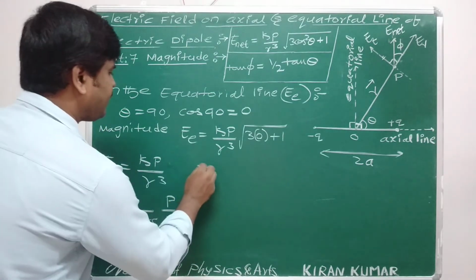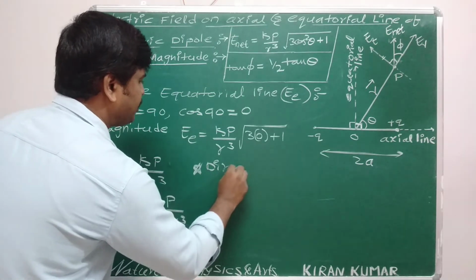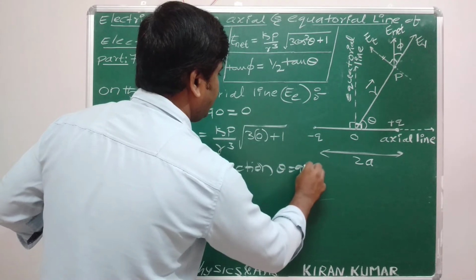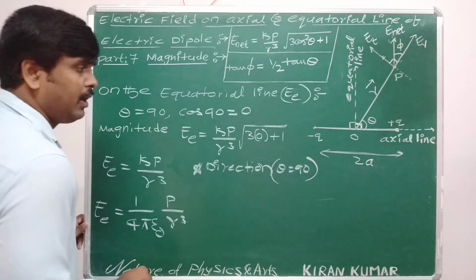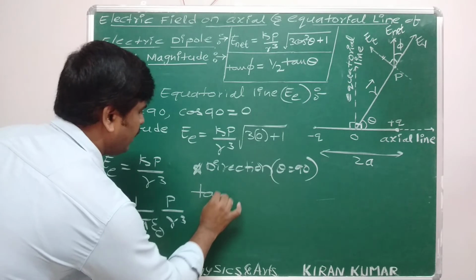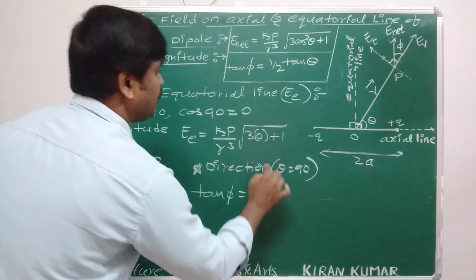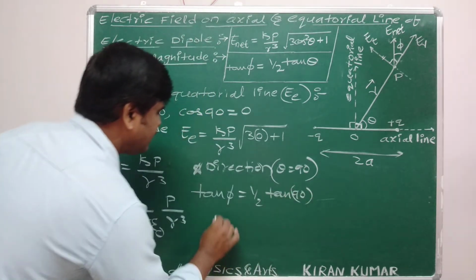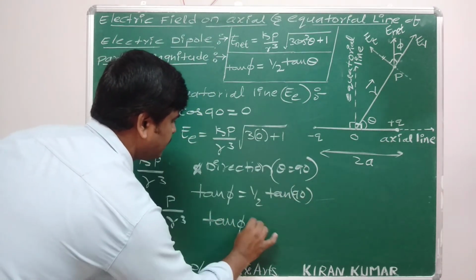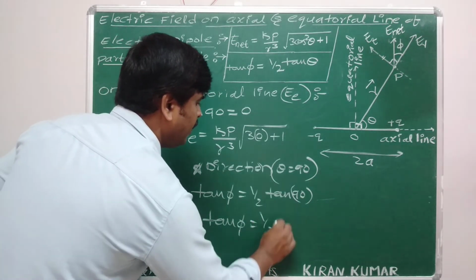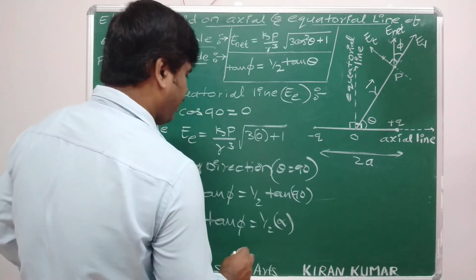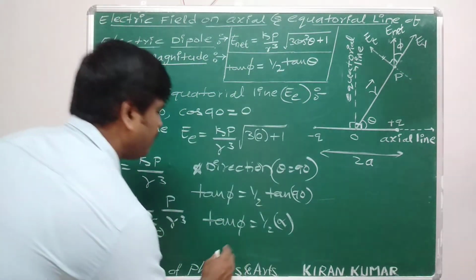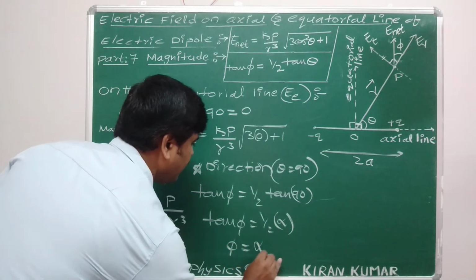And next one is direction. Here also theta is equal to 90 degrees. Direction formula: tan phi is equal to 1 by 2 tan 90. Tan 90 is infinity, so tan phi is infinity.